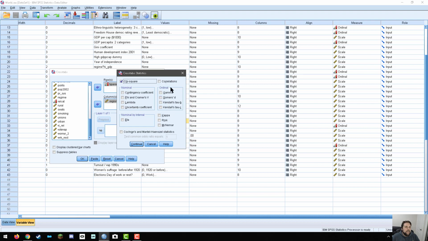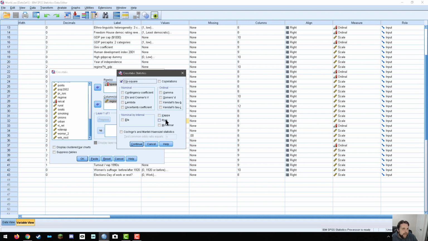For ordinal level data, we're going to in particular be interested in Kendall's tau-b and tau-c. We do have gamma. Gamma doesn't like tied pairs though, so ignore that. We're mostly going to be focusing on Kendall's tau-b and tau-c in the future. We have eta for nominal by interval data. Eta squared is a fantastic proportional reduction in error effect size test as well.